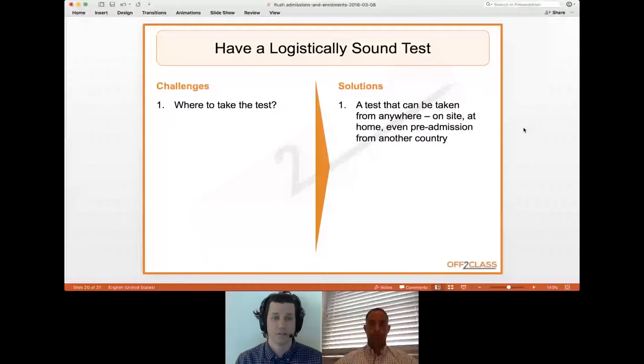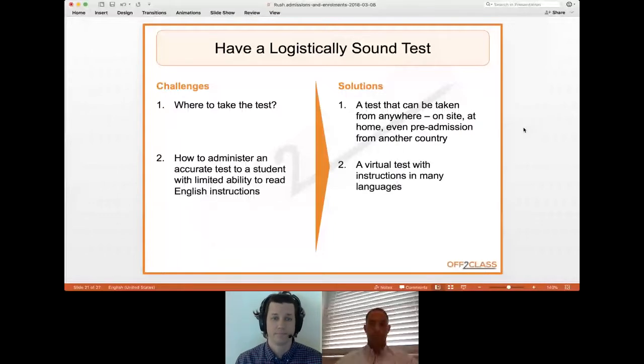Let's look at another logistical challenge. How to administer an accurate test to a student with limited ability to read English instructions. So if you've got this adaptive test, how can you feel confident giving this to people who, for everyone, English is their second language, and they're going to be at varying degrees of ability? Well, the solution to that is to find a test or design a test that has instructions in whatever the student's language is, one that can be translated into many languages, which, if you have that, then that's something that you don't have to worry about.